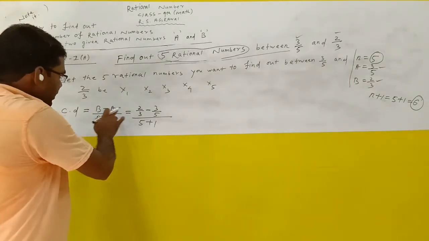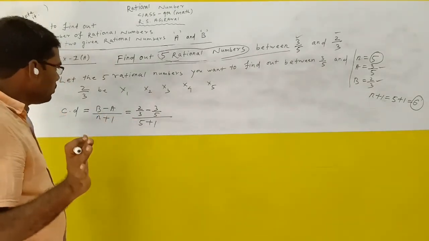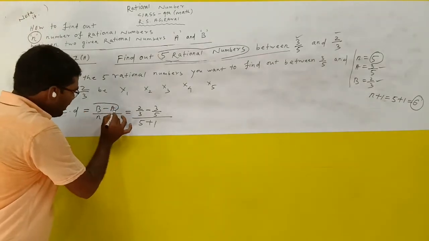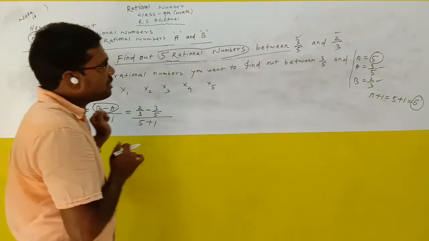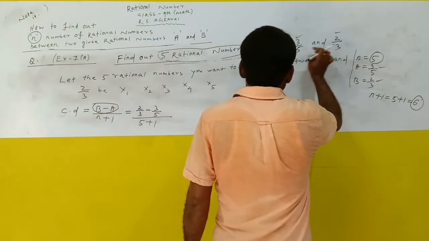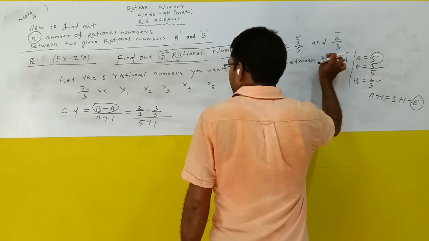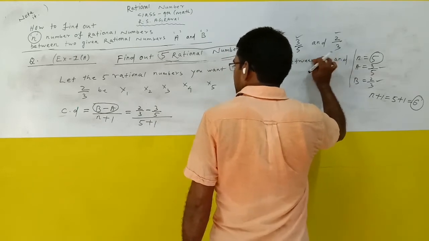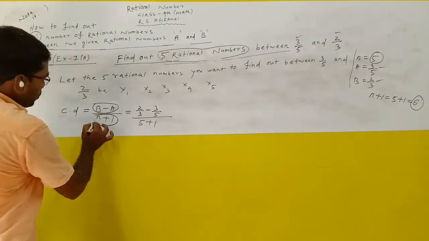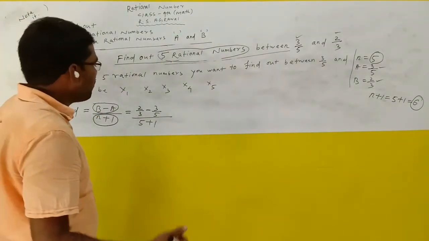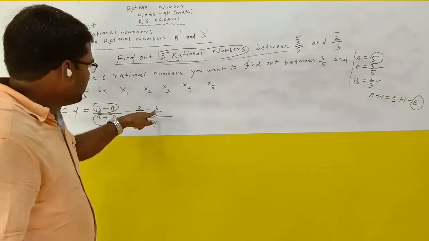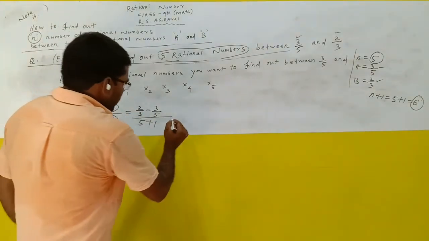b minus a. Students, one thing you have to keep in your mind, that b minus a is the total distance from this to this, or the total difference between these. And n plus 1 indicates the total number of gaps. So put the value in this formula. Now calculate.